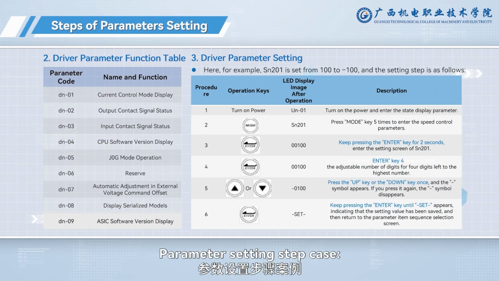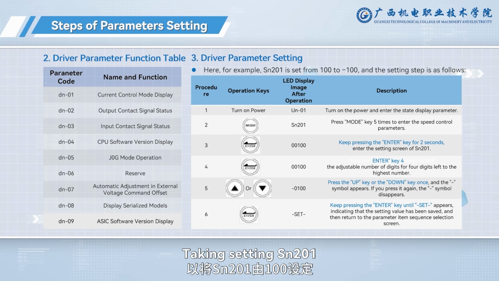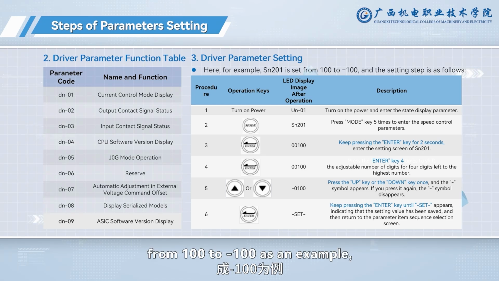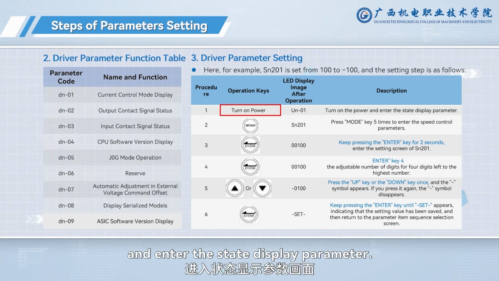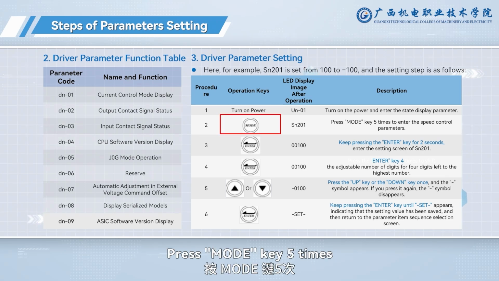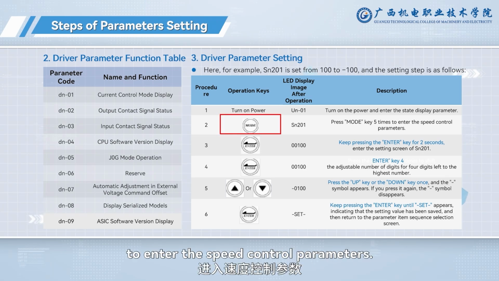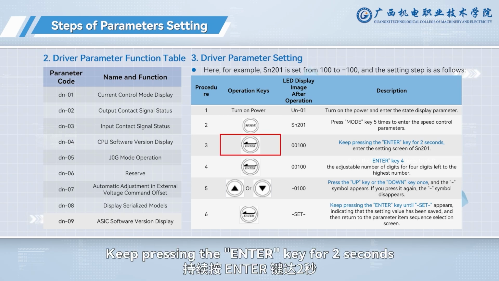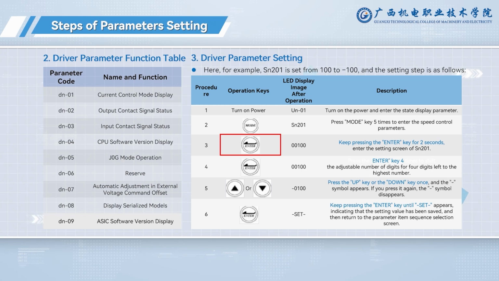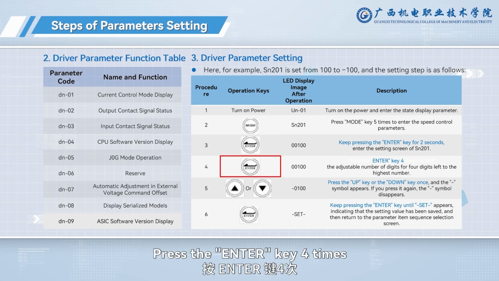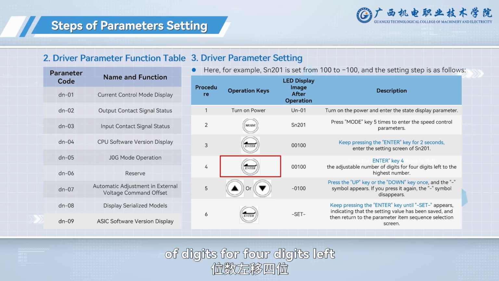Parameter setting step case. Taking setting SN201 from 100 to -100 as an example, the parameter setting steps are described in detail. Turn on the power and enter the state display parameter. Press the mode key 5 times to enter the speed control parameters. Keep pressing the enter key for 2 seconds to enter the setting screen of SN201.